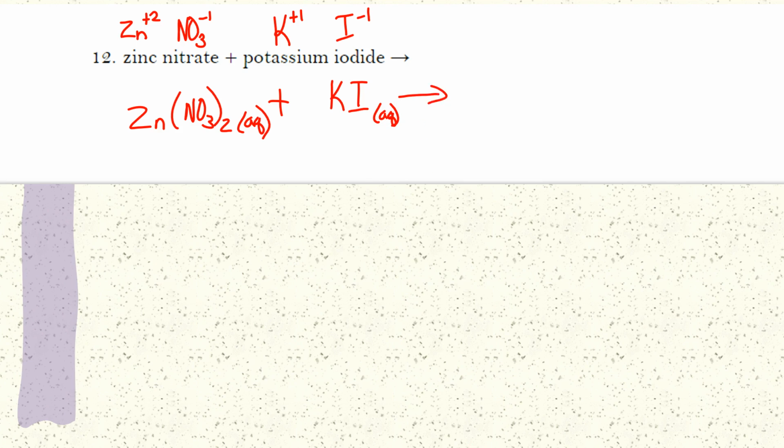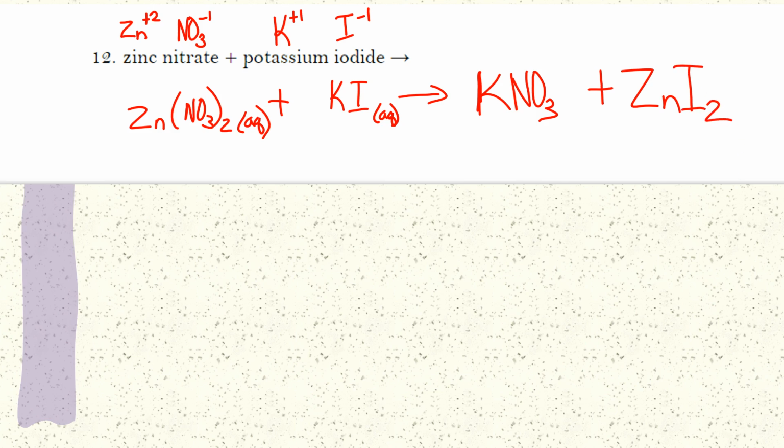Now, they're going to trade partners. So potassium is going to hook up with one of them, and Zn is going to hook up with the other one. Both potassium and zinc maintain their charge. Potassium's still a +1. It's going to now hook up with nitrate. Nitrate's a -1. All right. Zinc is still a +2. Iodine is a -1. So how will I write this one? ZnI2.